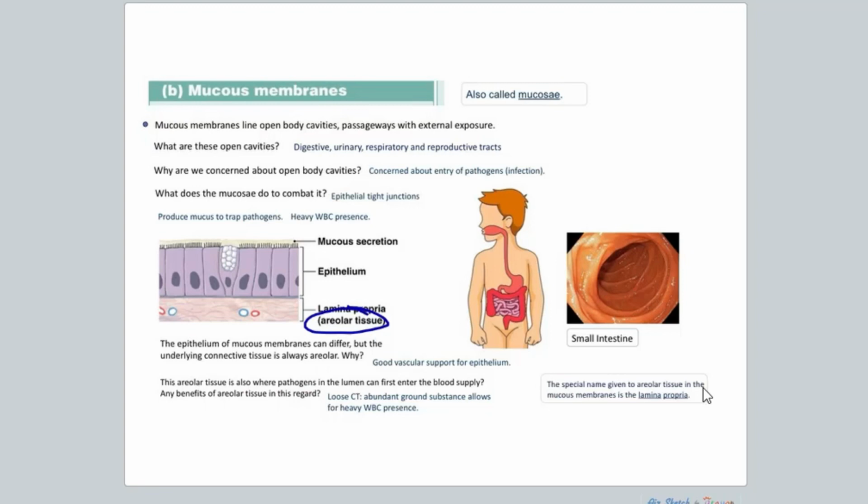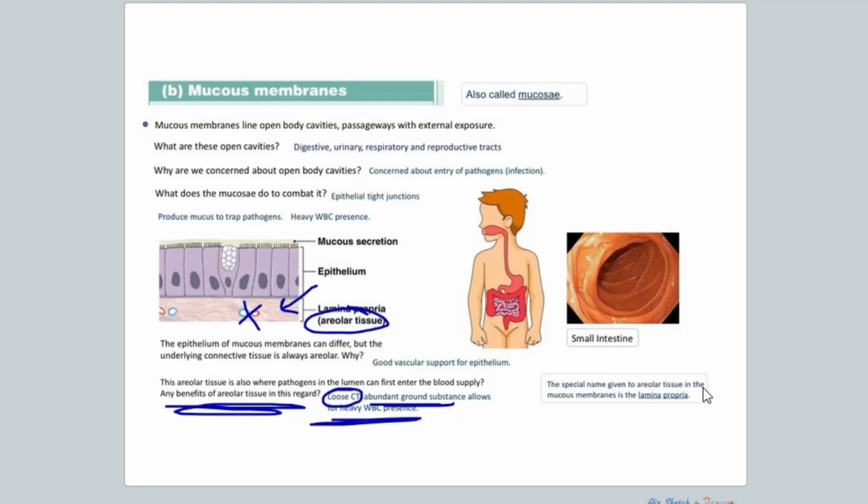So what is it about the areolar tissue that is going to help in this regard, that's going to try to prevent pathogens from entering the blood supply? Well, if you remember, areolar tissue is a loose connective tissue. There's abundant ground substance in there. And what that allows for is a heavy white blood cell presence. And so for those pathogens to get into the blood supply, they're going to have to go through the immune system first.